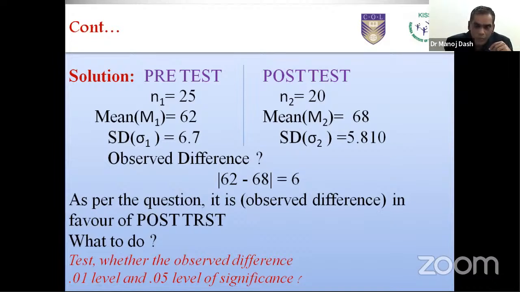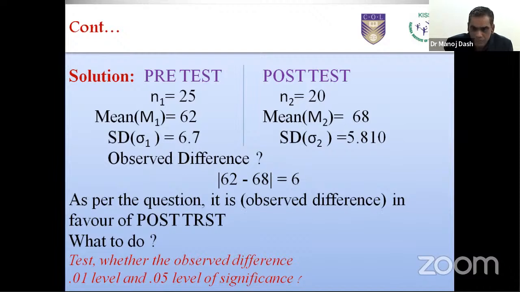Now, what is the observed difference? 62 minus 68, which is 6. The difference between the pre-test and post-test is 6. As per the question, the observed difference is in favor of the post-test because the average of the post-test is higher than that of the pre-test. So what we have to do is test whether the observed difference is significant or not.